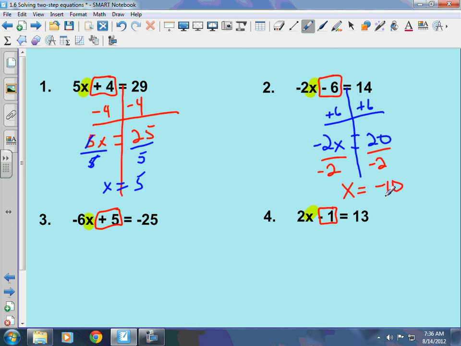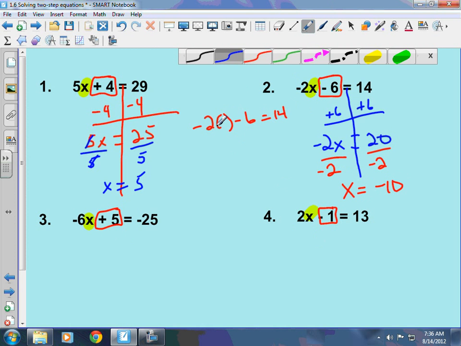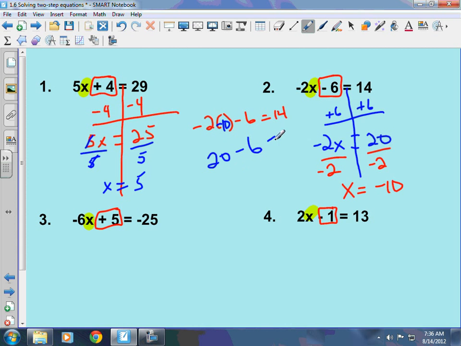If I want to check my answer, it's very simple. I take this problem right here. I know x equals negative 10. So I go negative 2 parentheses minus 6 equals 14. What goes inside my parentheses? That's right. I don't have a lot of room, but I'll squeeze negative 10 in there. Negative 2 times negative 10 is positive 20. Minus 6 equals 14. 20 minus 6 does equal 14. That means this is the correct answer. That's how I would check.